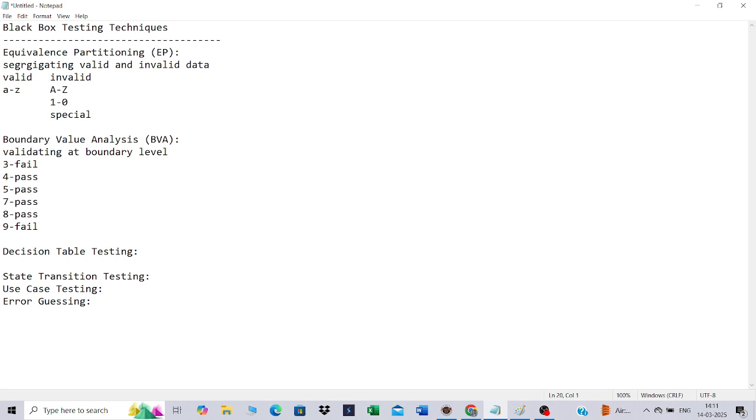So then comes decision table. What is decision table testing? In certain test cases, we will come across some sort of condition. If this matches, then only it should pass. If this matches, then only it should allow. If this does not match, it should not allow. So that kind of condition we will come across. So how do we handle that? I'll give a very good example.